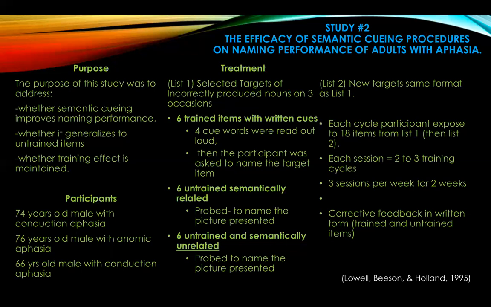During the training, the researcher and the participant read the 4 self-generated cues out loud for the trained items. Then the participant was asked to name the target. The untrained items were probed by asking the participant to simply name the target picture.